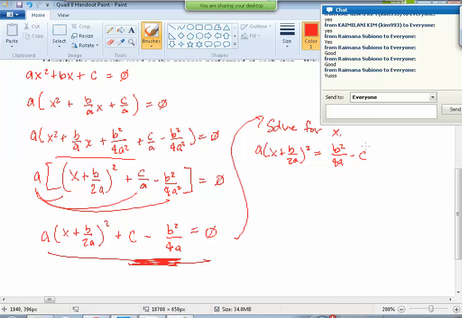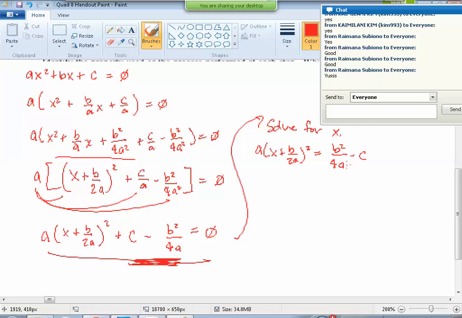That would be a 2a. It's always been a 2a under the b. Oh, underneath the b squared is 4a. Yes, I'm sorry. Okay, fine. I'll rewrite it. 4a. All right, are we cool with this?